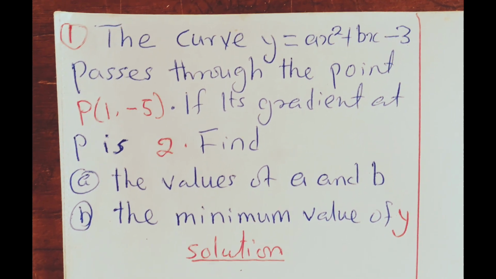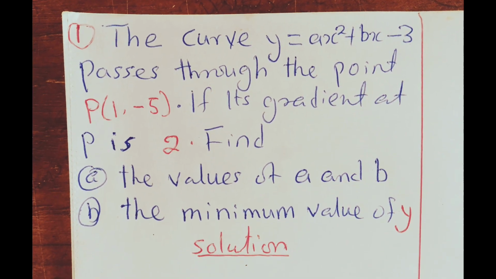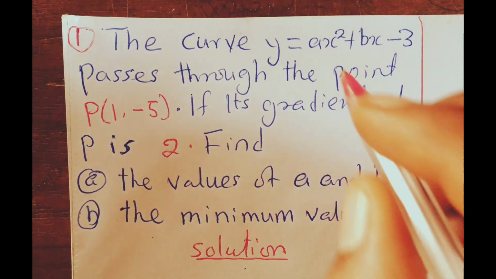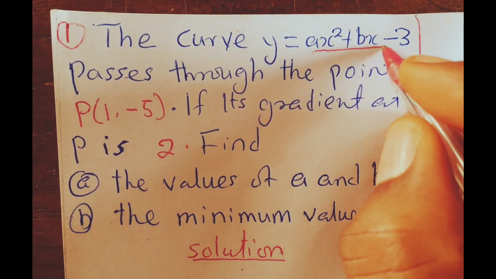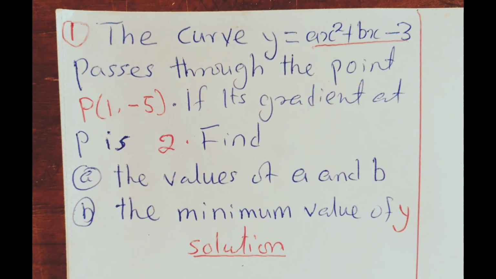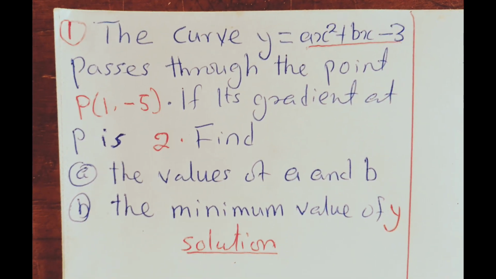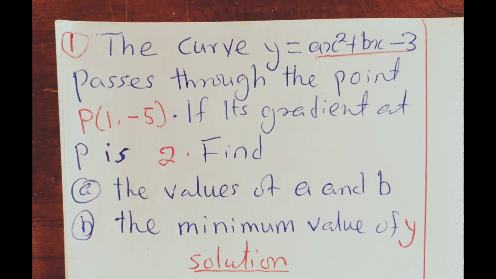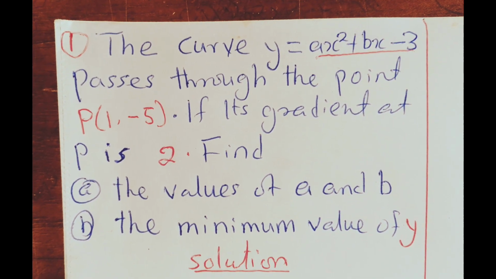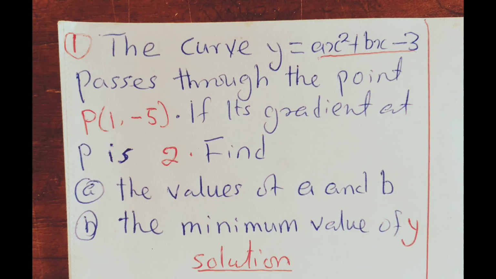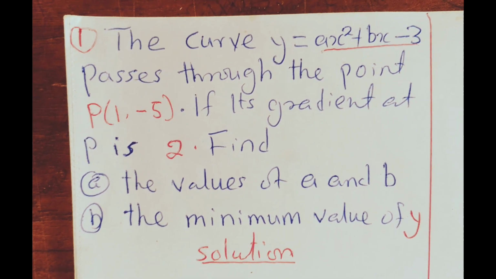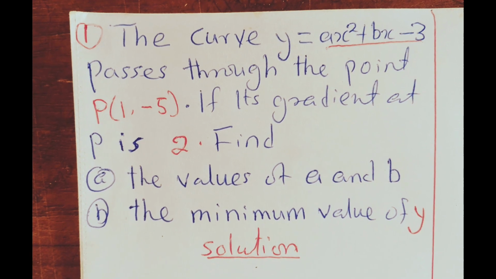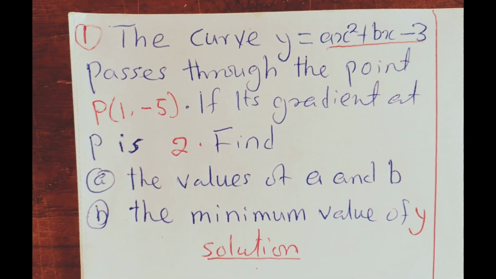We have the curve y equals ax squared plus bx minus 3. So this is a curve. It passes through the point (1, -5). If its gradient at P is 2, find (a) the values of a and b, and then (b) the minimum value of y.